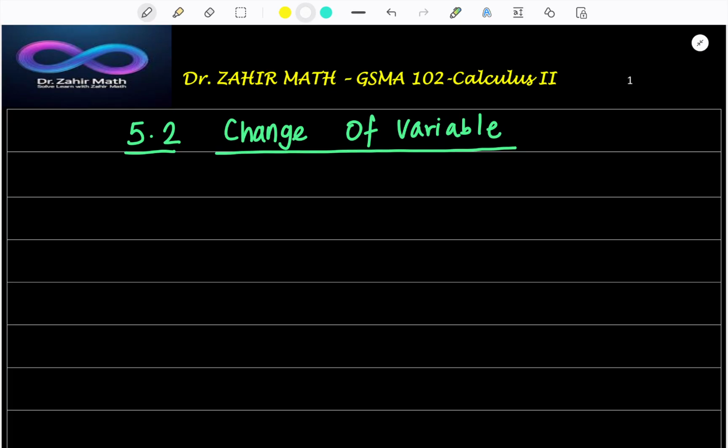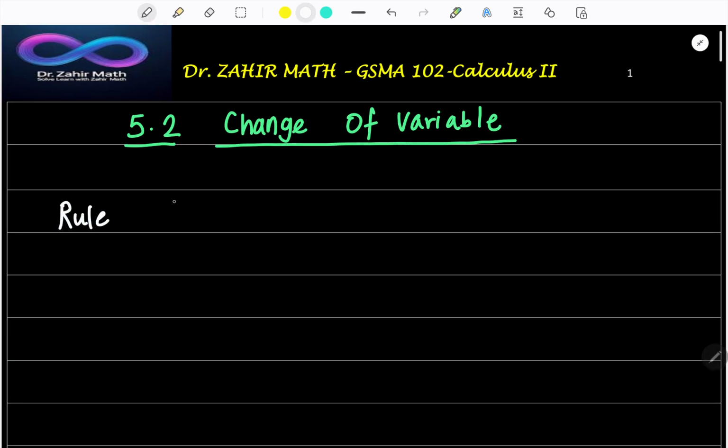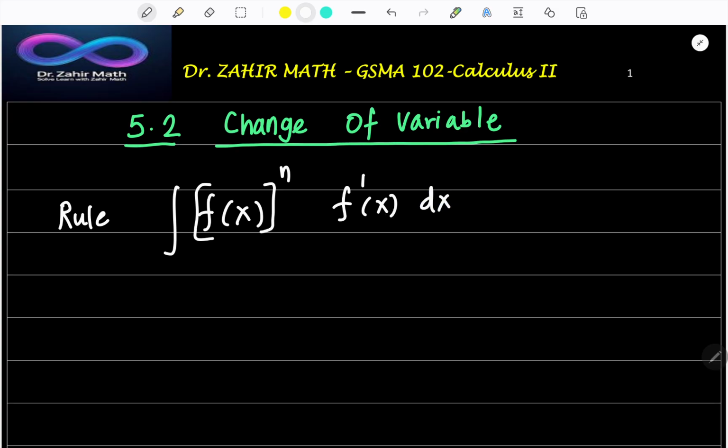Before going to this, I'm going to give you one rule. Just look at the rule. The rule is the integral of f of x to the power of n times f dash of x dx. If there is such a situation, then this is equal to f of x to the power of n plus 1 divided by n plus 1, plus integrating constant c.